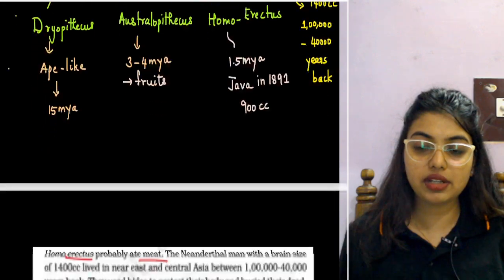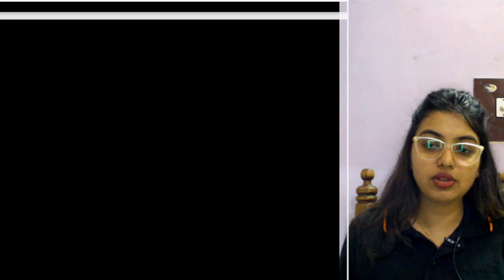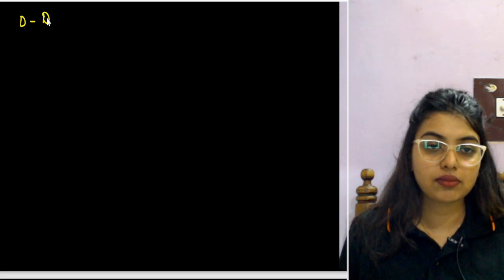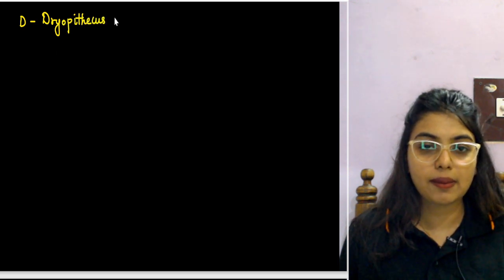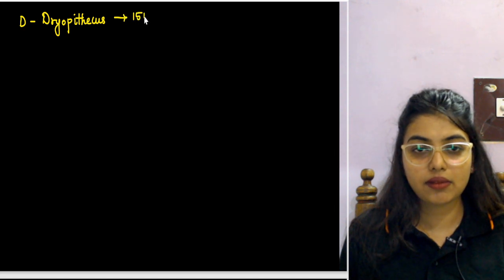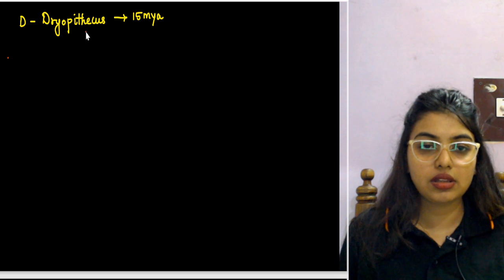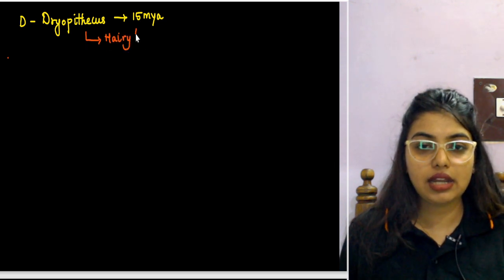Do I write it differently, students? Tell me. Okay, Drahen, you leave. So 15 million years ago, they were hairy, okay, and more ape-like. That means their walking also was ape-like.